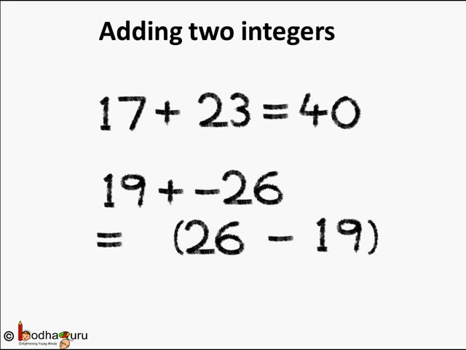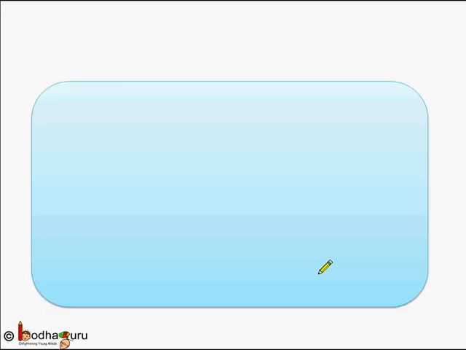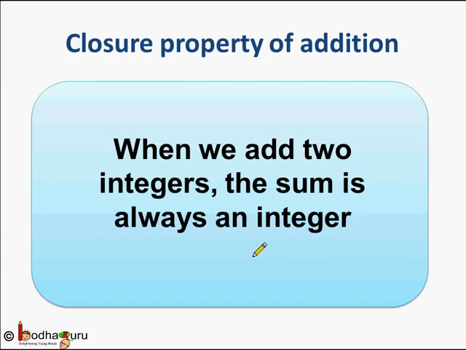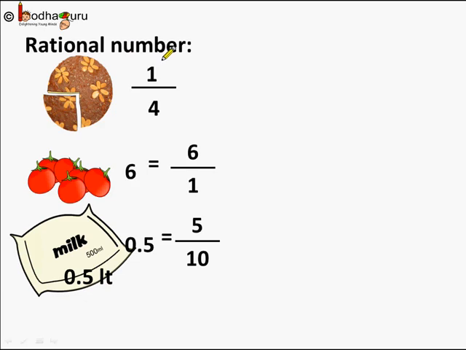So we get here 26 minus 19, and we need to put the sign of the number which has the higher absolute value, which is 26. So its sign, that is minus, is brought here, and we get the answer as 26 minus 19 is 7, and the answer becomes minus 7. What do we see here? When we add two integers, the sum is always an integer, and this is the closure property of addition.